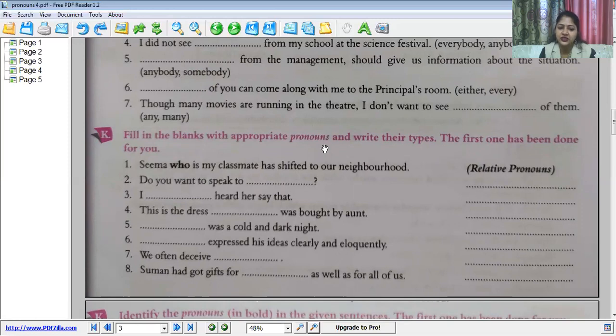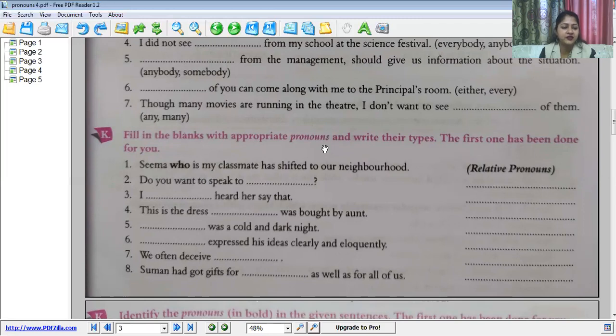Dash expressed his ideas clearly and eloquently. He or she? Oh, sorry. He, because his ideas is given. Okay. He expressed his ideas clearly and eloquently. So you will use he here, and you will use it as personal pronoun again.